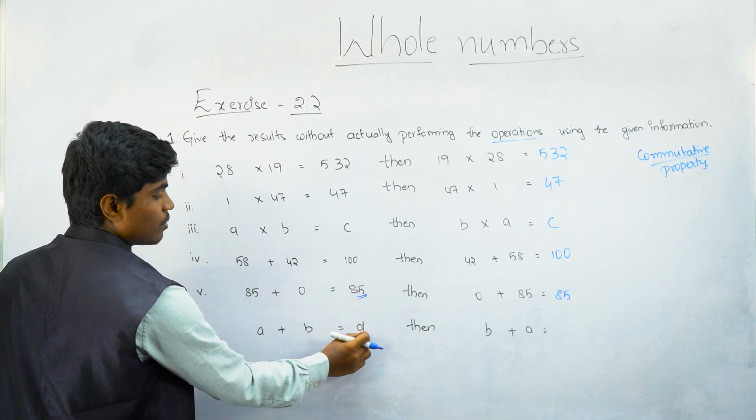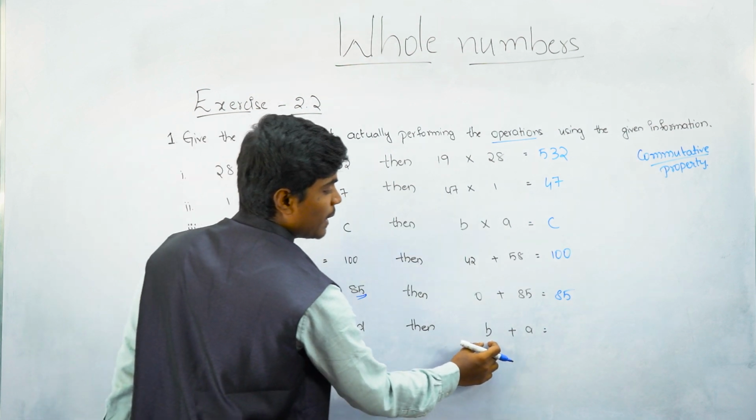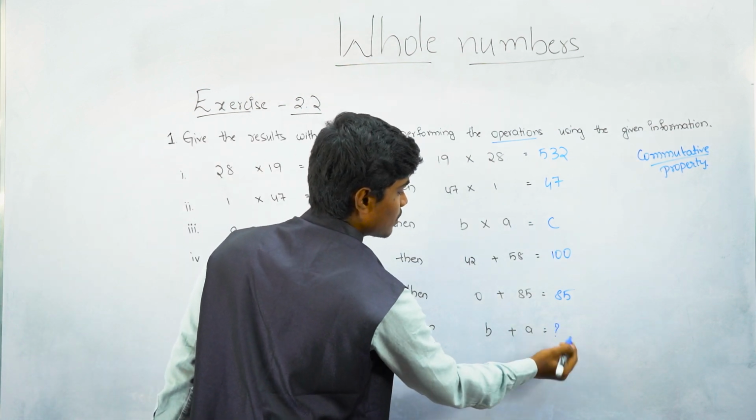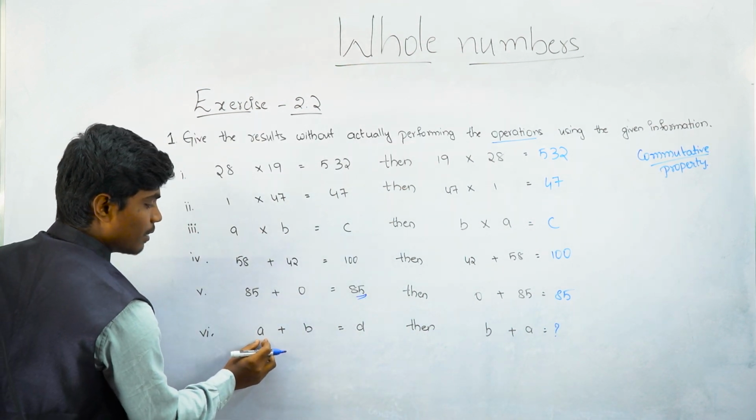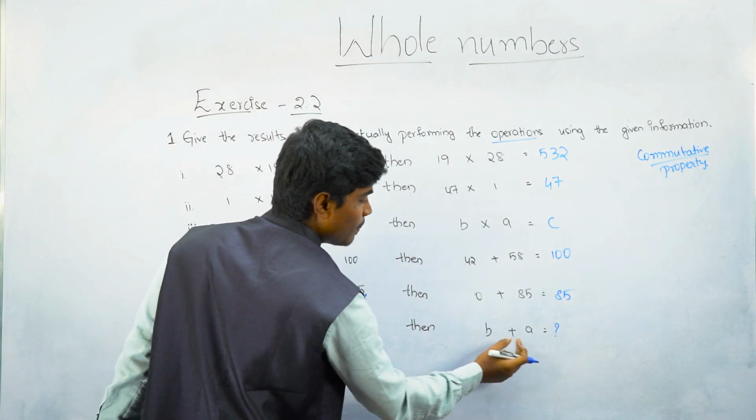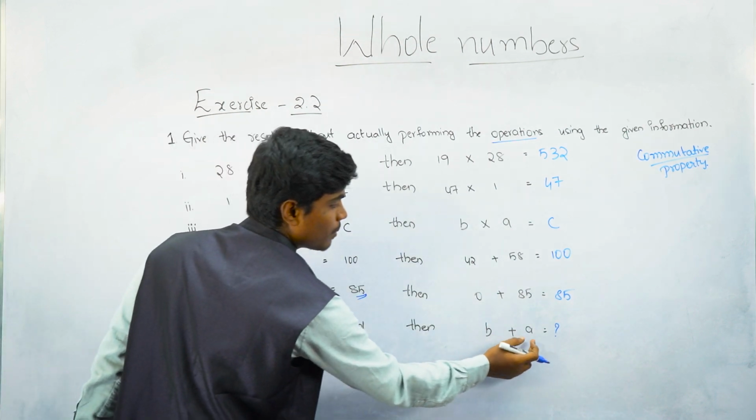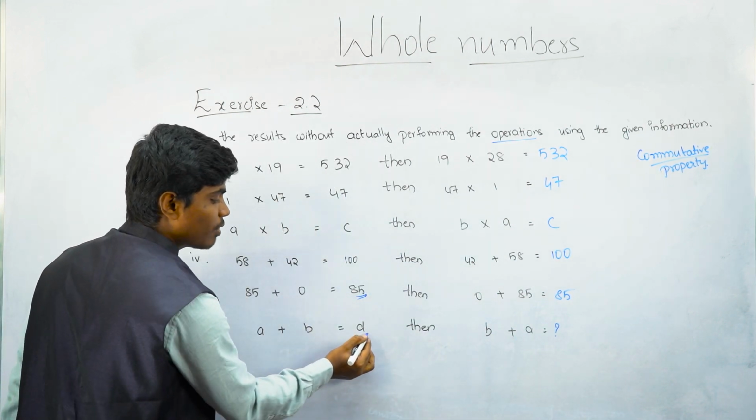A plus B is equal to D. Then B plus A is equal to how much? See here, he added A plus B. Here he added B plus A. The two numbers are the same, but the order is changed. So the answer will be the same.